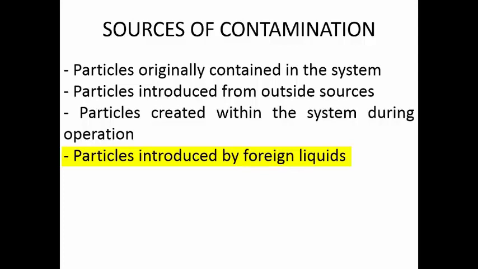Now, for foreign liquids, there are a couple. One is the oxidation byproducts. If it is a liquid, then it is introduced by a foreign liquid. If you are having some solid particles created because of oxidation or something, then we will say that these are the particles created within the system during operation. If you are having some liquid byproducts, then they may be corroding the system, which in turn creates more contaminants. Or the biggest part of foreign liquids that can create contamination is a different kind of hydraulic liquid.